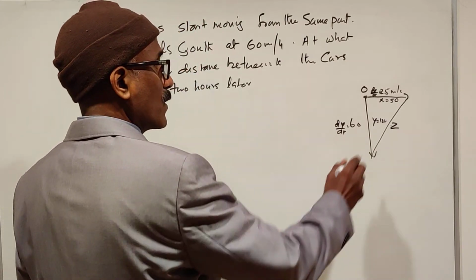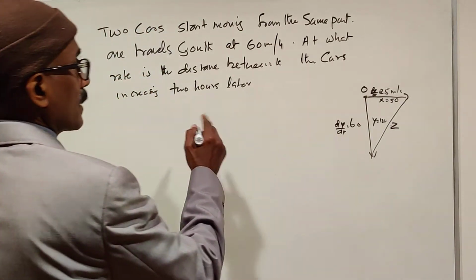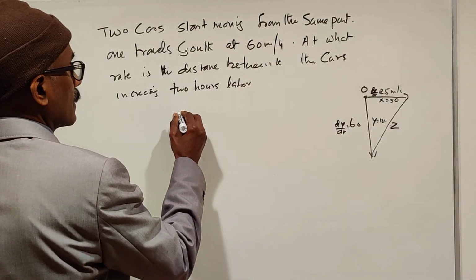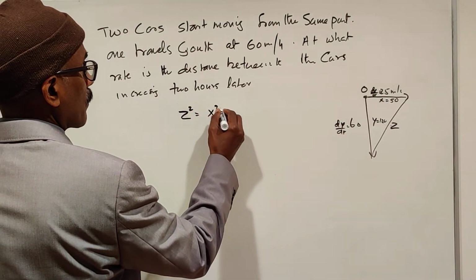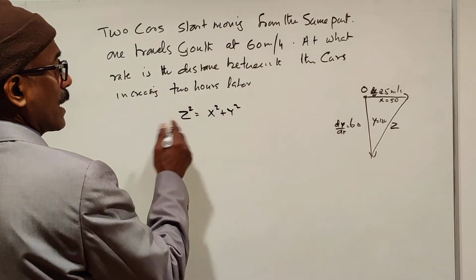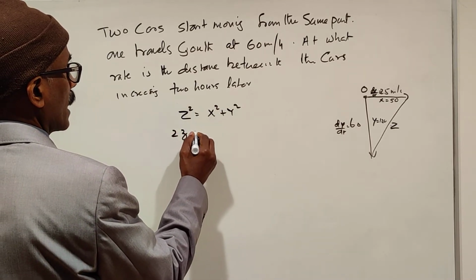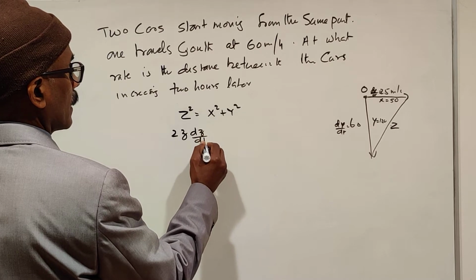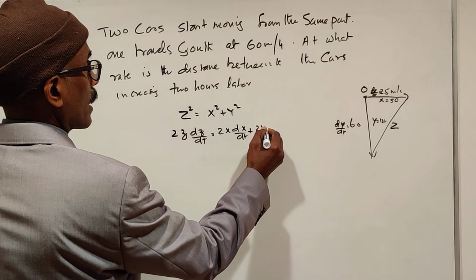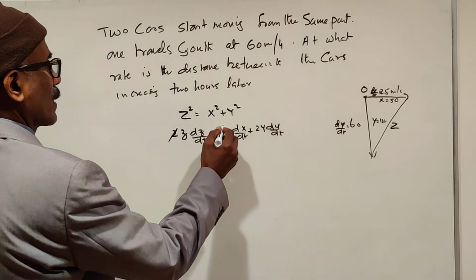So we need to find out z when x is equal to 50 and y is equal to 120. Because what is the relation between x, y and z? Z square equals x square plus y square. That is the Pythagoras theorem. Just differentiating both sides with respect to time: 2z dz by dt equals 2x dx by dt plus 2y dy by dt. Okay, 2 we can cancel out.